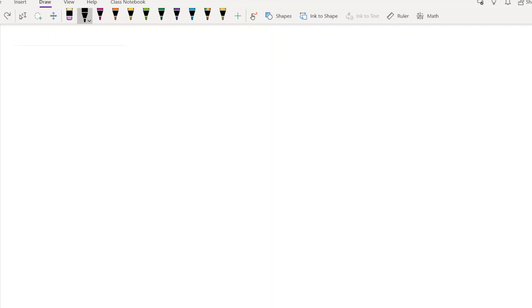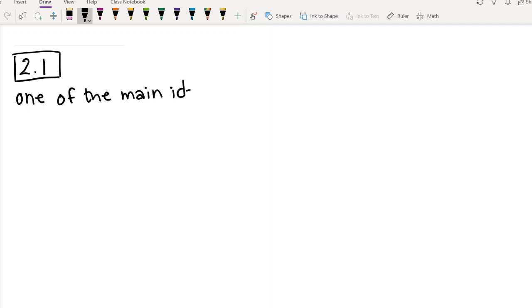So the idea we're going to be talking about today is rate of change. This is in section 2.1 in your book. So one of the main ideas of calculus, and especially one of the main ideas of calculus 1 in particular, is measuring the rate of change of a function.